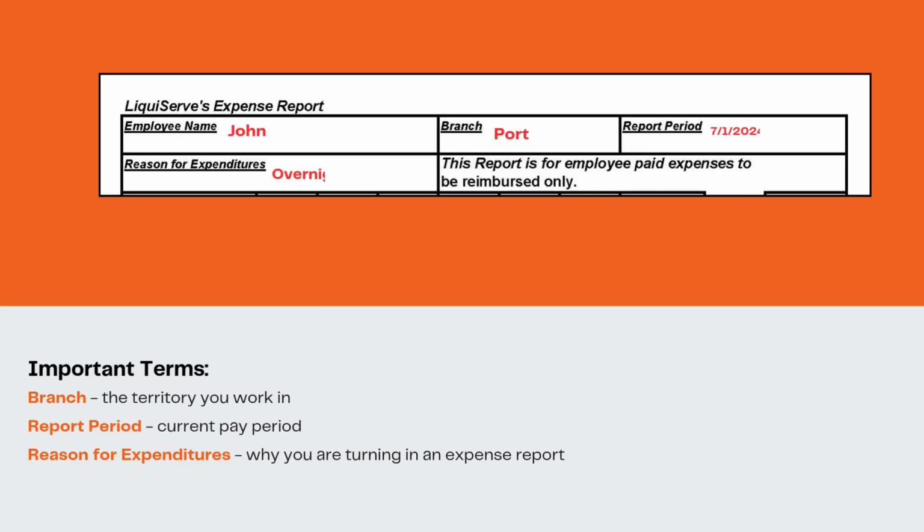In this example, John Doe wrote his name in the employee name box. He wrote Portland in the branch box because that is the home territory he works in. For the reporting period, he put the current pay period, which is July 1st through July 14th. Finally, in the reason for expenditures box, he wrote overnight-training because he is turning in the report to be reimbursed for when he was traveling for training.